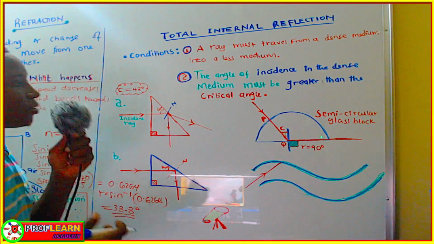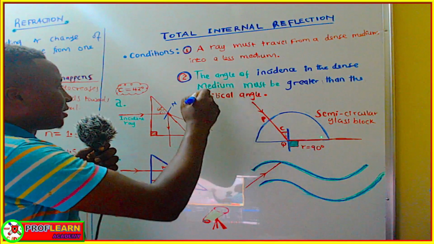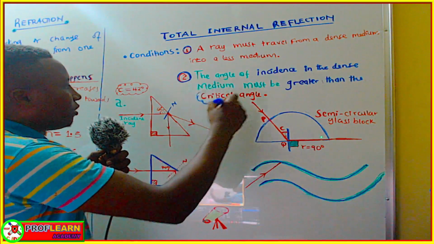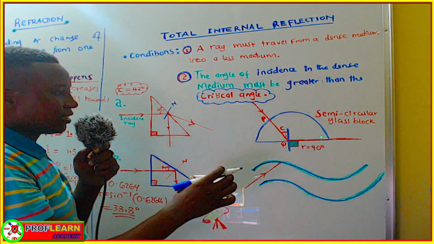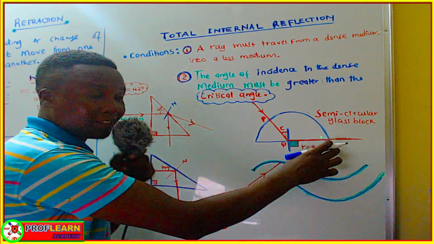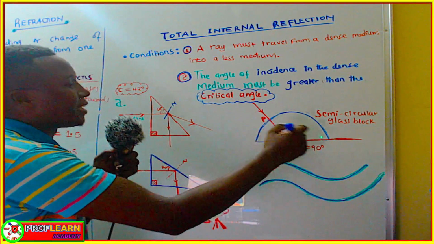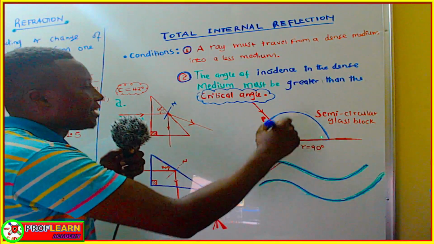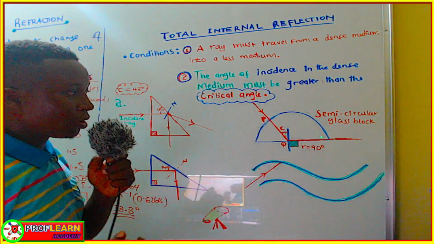So the first thing we need to understand here is the definition of a critical angle. A critical angle is the angle of incidence when the angle of refraction is 90 degrees. So if you have an angle of incidence when the angle of refraction is 90, that angle of incidence is given a special name, which is the critical angle.